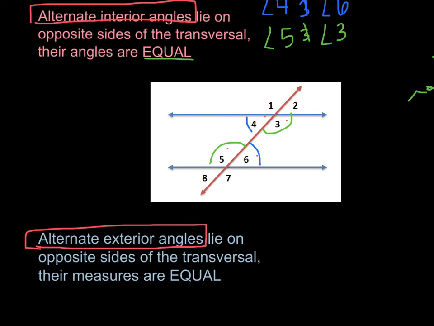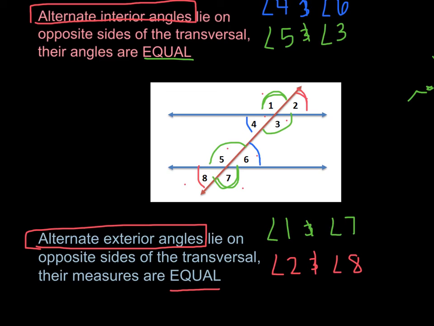Now looking at alternate exterior angles, that means we're only going to be looking at 1, 2, 8, and 7. Now, these lie on opposite sides of the transversal. So if 1 is on this side of the transversal, opposite the transversal would be 7. So angle 1 and angle 7 are alternate exterior angles. Also, angle 2 and angle 8 are alternate exterior angles. Because they're alternate exterior angles, their measures are equal. So angle 1 and angle 7 are equal, and angle 2 and angle 8 are equal.